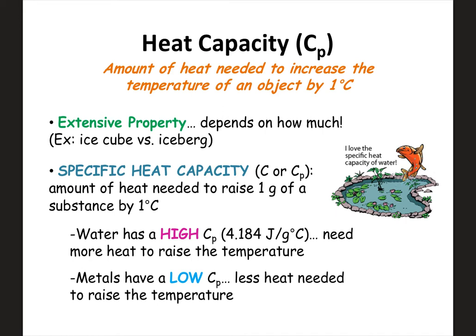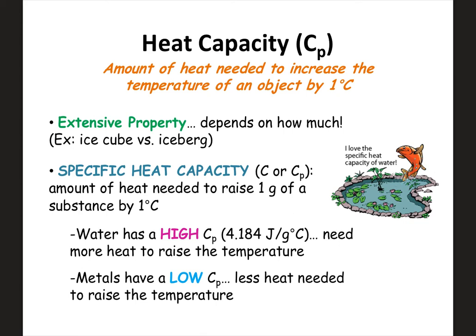So we came up with something called specific heat capacity, or C or CP. Basically, this is the amount of heat you need to raise 1 gram of a substance by 1 degree Celsius. Now you can compare substances because they all are dealing with the same amount. We call that specific heat capacity. Water has a relatively high specific heat, 4.184 joules per gram degree Celsius, and you need to know that number.